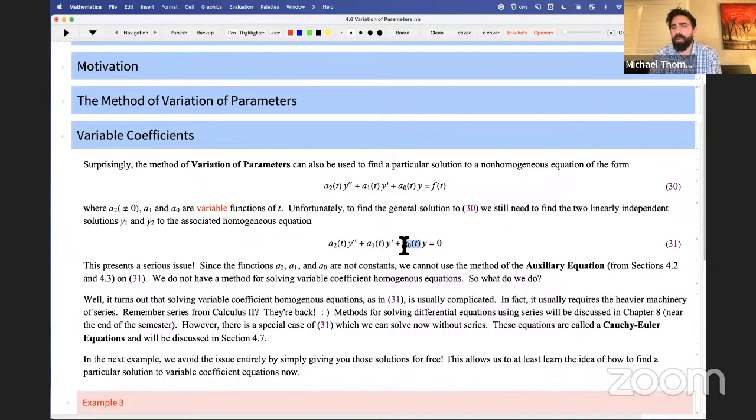There is this one special case called a Cauchy-Euler equation. If these functions in front happen to be special, if there are certain functions, there's a way to solve it without using series. And I'm going to show you that in the next section. But for now, there's nothing we can do, right? Because we need to find a y1 and y2 to the homogeneous equation. So there's not much we can do.